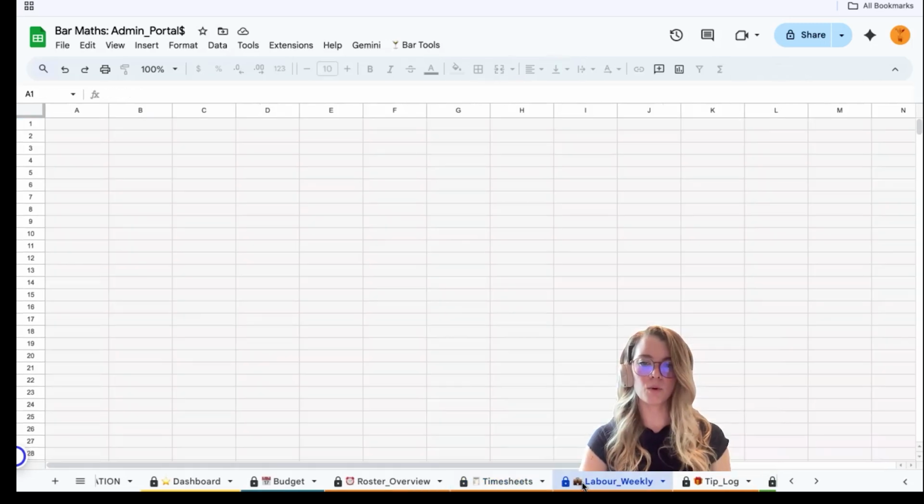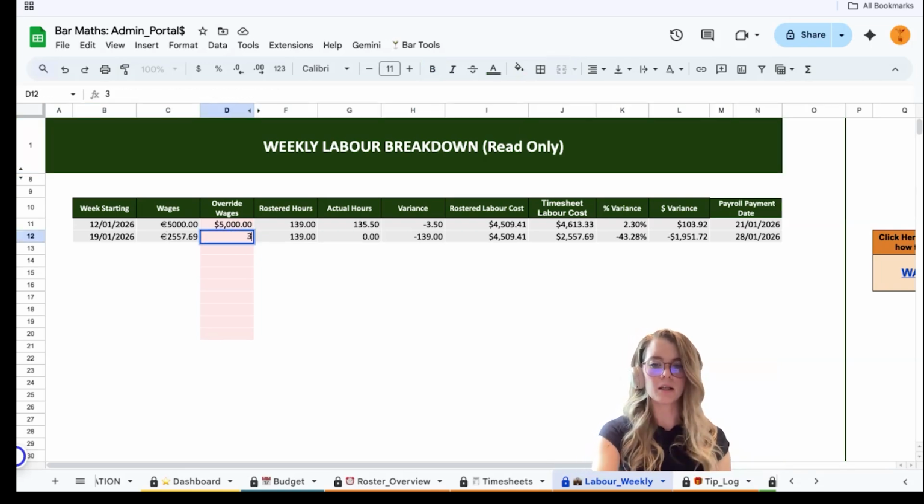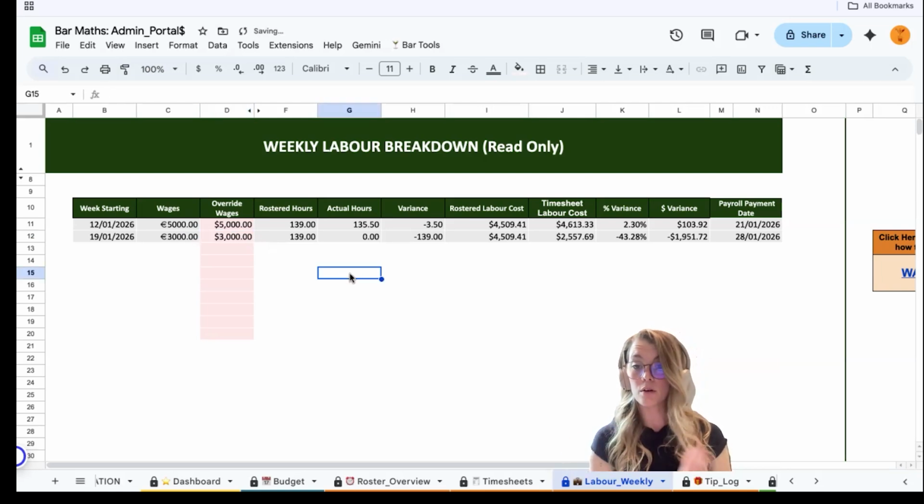And then we have one more in here, which is the labor weekly breakdown. This will pull through any weeks that you have registered timesheets for, and it will pull through the total wages. Now, this is calculated from the timesheets. If you have a reason that you have a different pay amount, so let's say maybe you do a cashier, or you have a contractor that you want to include in the labor amount, maybe your cleaners, you can actually override the wages by typing in here. And that will override the wages in your reporting.